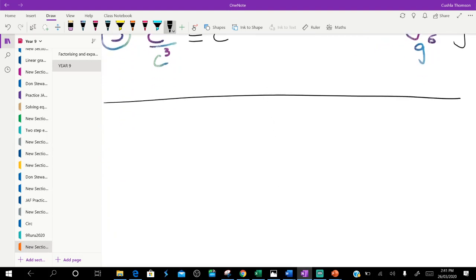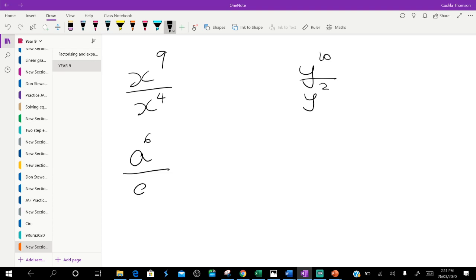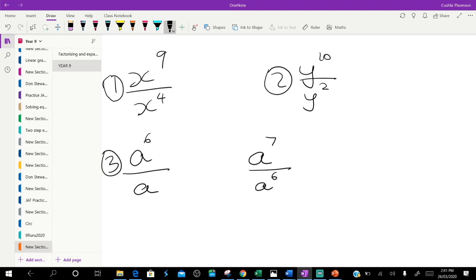Getting really fast now. X to the power of 9 over x to the power of 4. Y to the power of 10 over y to the power of 2. A to the power of 6 over a. And a to the power of 7 over a to the power of 6. Right, off you go. We'll call those 1, 2, 3 and 4, and when you're ready, guys, just type in your answers for me.